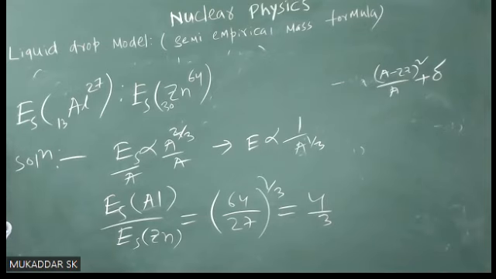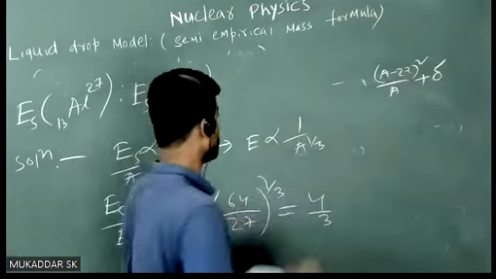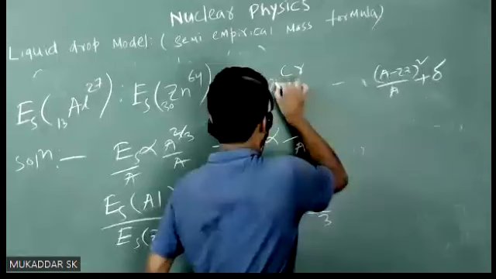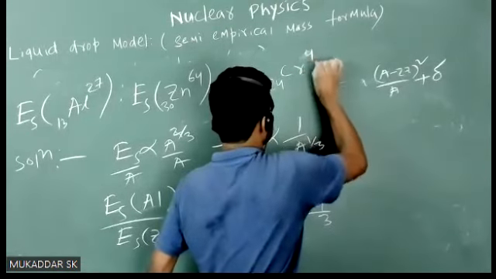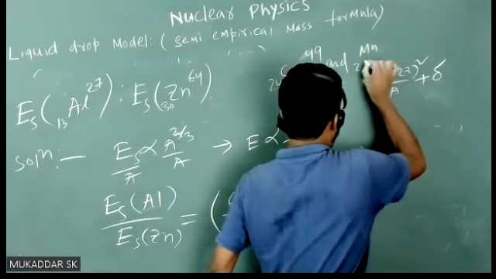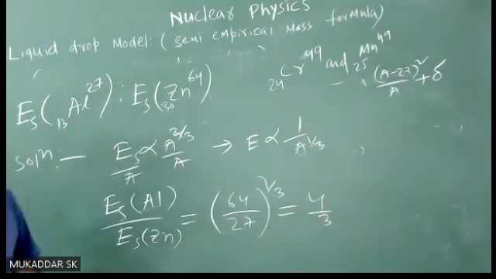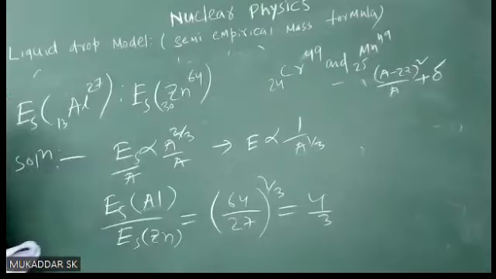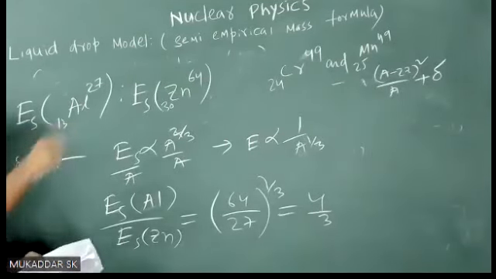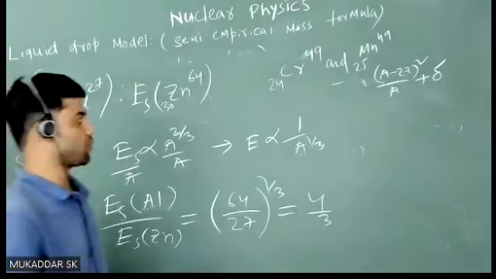The difference in the Coulomb energy between the mirror nuclei, and the mirror nuclei given here are chromium 24, 49 and manganese 25, 49. So they are basically mirror nuclei; their proton and neutron numbers are interchanged. So the difference in the Coulomb energy between the mirror nuclei chromium and manganese is 6 MeV.